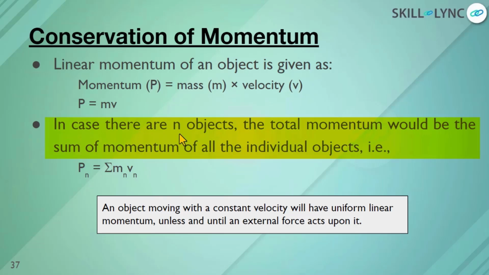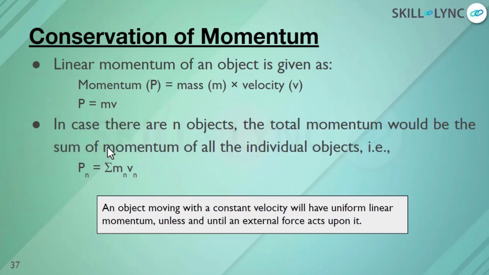In case there are n objects, the total momentum would be the sum of momentum of all the individual objects. That is, in this case, the total momentum can be mathematically written as Pn, where n stands for the number of objects.